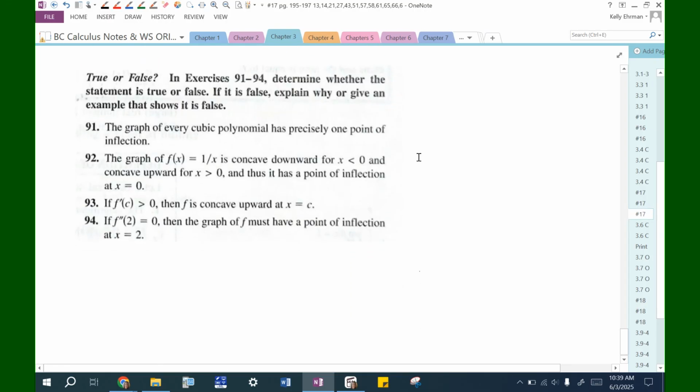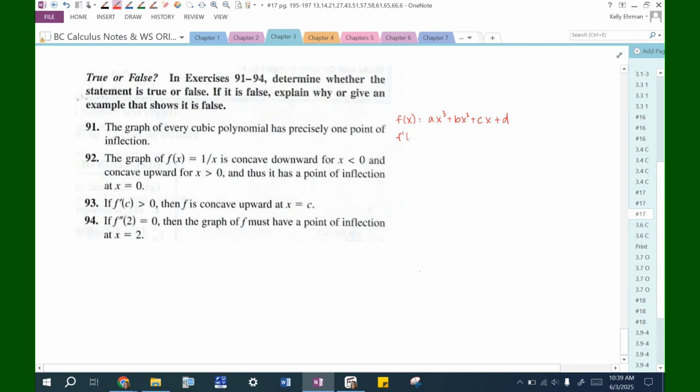Okay, true or false? The graph of every cubic polynomial has precisely one point of inflection. So cubics, we're used to them being like that, like, oh yeah, that would be one point of inflection, or a boring cubic still has one. I think this is true, but we could do this a little more formally. Let's come up with a generic cubic equation, f of x equals ax cubed plus bx squared plus cx plus d. I don't know what the coefficients a, b, c, and d are. They can be any real number.